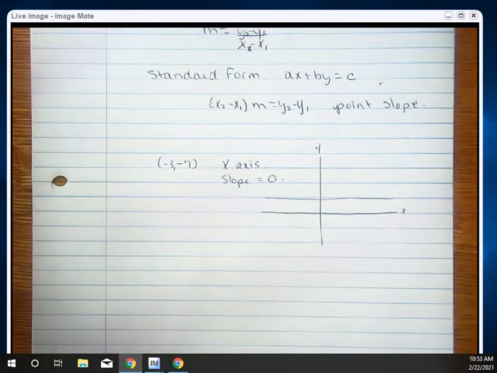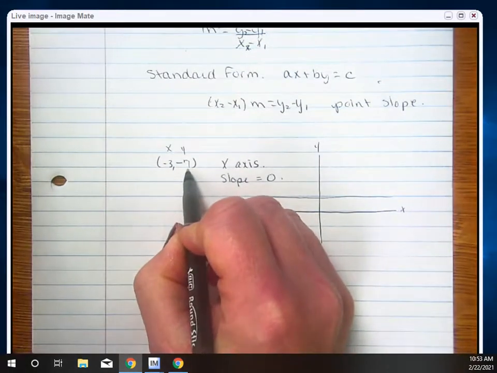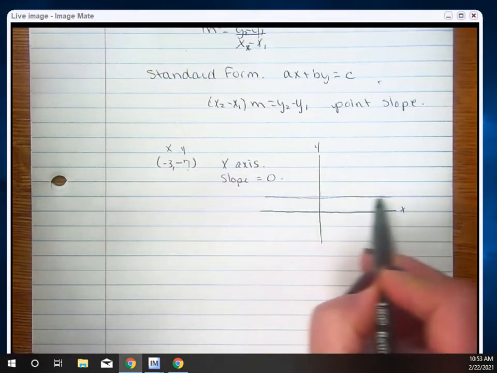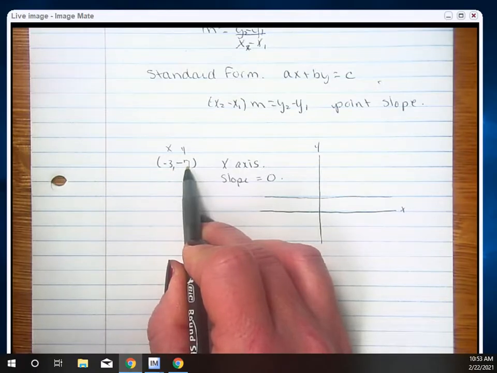Okay, go ahead, say it. Technically, whatever the y is in the point is going to be the equation of a line that is parallel to it. So it's just y equals -7, right?